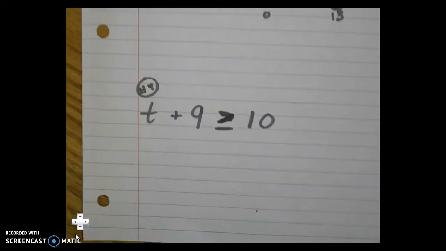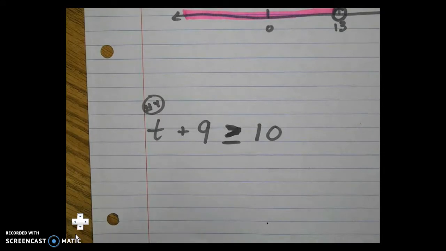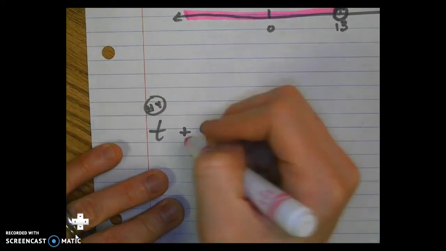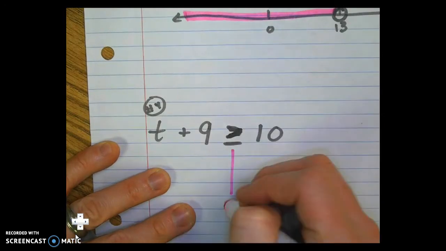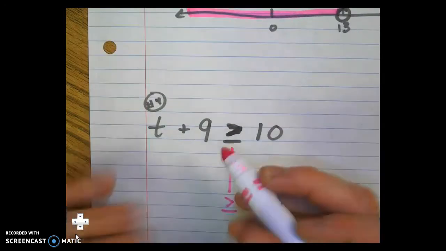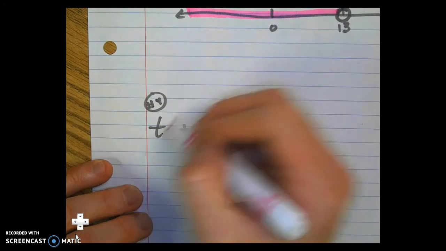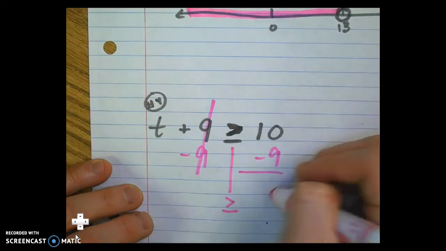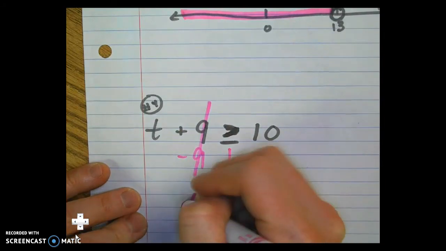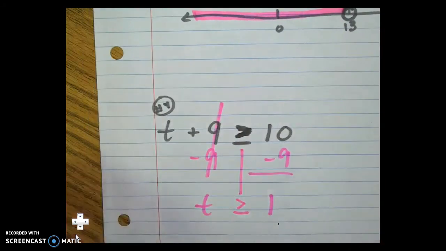Again, this is a tricky concept. If you're getting it, then you're doing awesome. So t plus 9 is greater or equal to 10. Draw the wall like you're solving the equation. Bring your symbol down. How do you get rid of the 9 away from the t? You subtract it. 10 minus 9 is 1. So t has to be greater or equal to 1. Right?